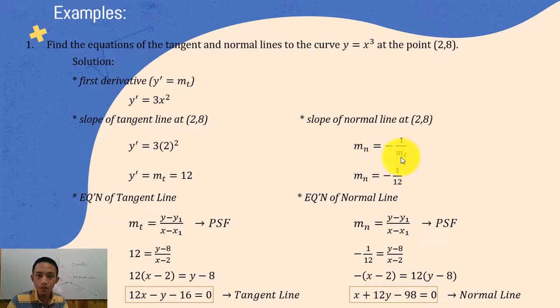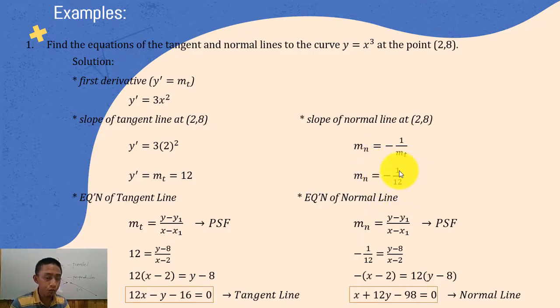Since we have there the mT, then that is the one to be there since we are solving mN. If let's say the other way around, you will solve mT from mN, interchange, just cross multiply. Okay, so I will be using the negative reciprocal, where mT is 12. Therefore, your mN is negative 1 over 12. Okay, so you have now the slope of that.